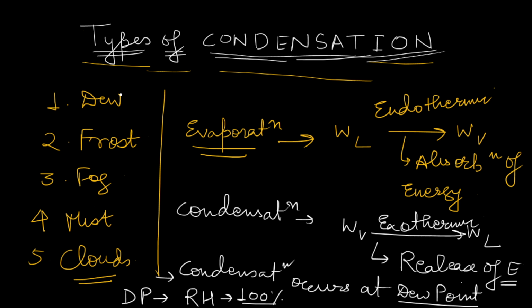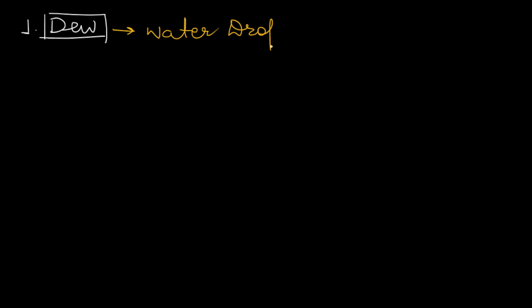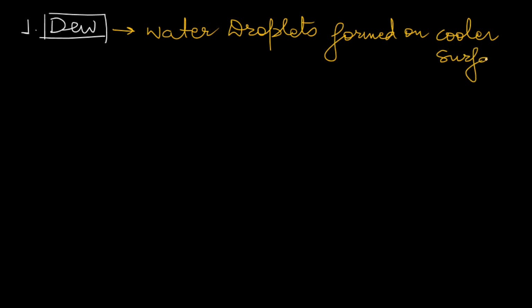Now we will move to the first type of condensation, that is dew. So what is dew? These are water droplets formed on cooler surfaces. They form when small empty packets get saturated with moisture.